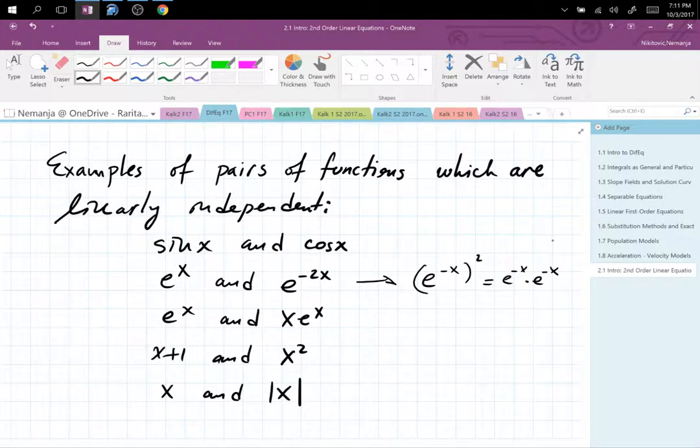Anyone with me? Some are linearly dependent, and some are linearly independent. So if you can't find the constant to relate the two, they're definitely linearly independent.